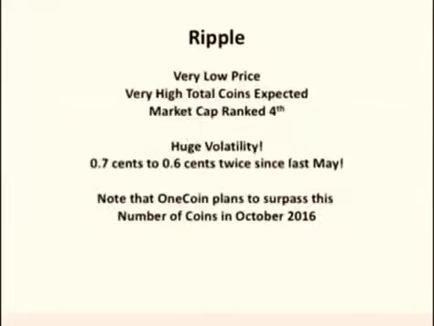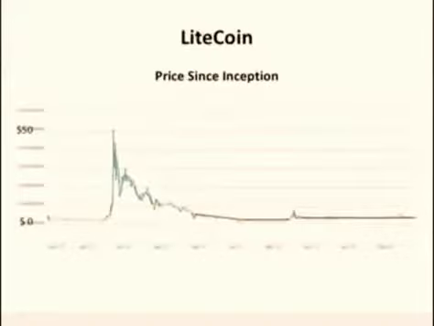The next slide. Very low price, but at market cap, it's ranked number 4. And that OneCoin plans to exceed the number of Ripple coins in existence in October. So OneCoin was supposed to have the largest supply at a higher price. The next slide shows what happened to Litecoin, which came out a lot earlier. It would be kind of like the vanguard of these things.